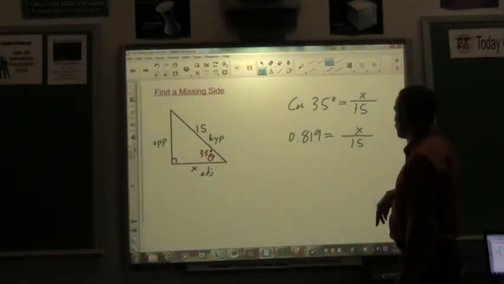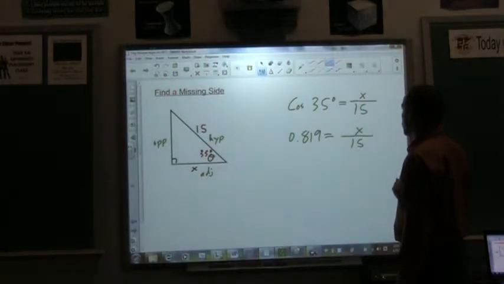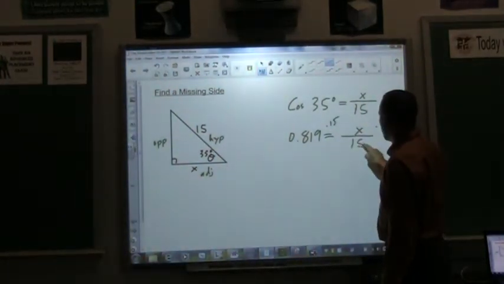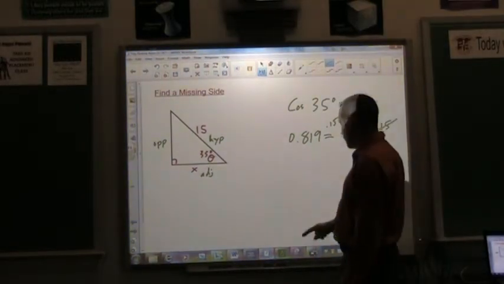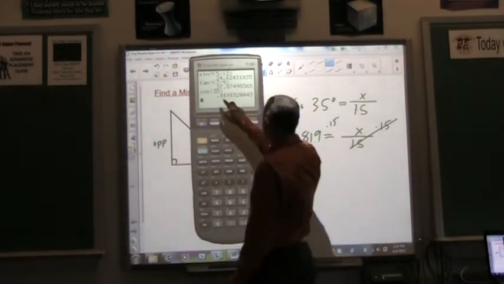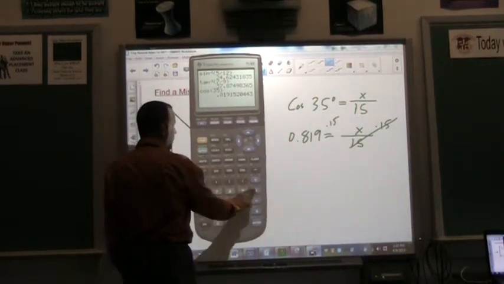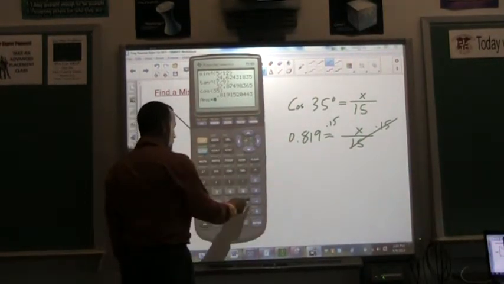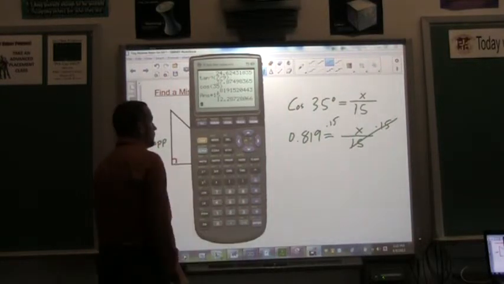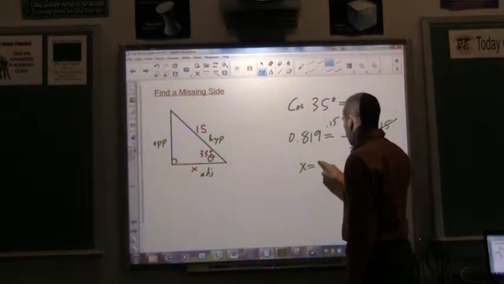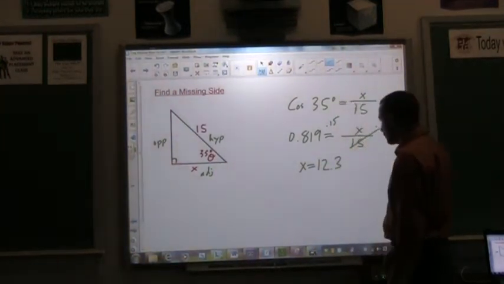My x right now is divided by 15. I need it all by itself, so the opposite operation would be to multiply by 15 on both sides. That'll get rid of it on that side. Nice thing about these calculators, instead of retyping that and multiplying it by 15, I can just go times, and it takes that answer, and multiply it by 15, enter, and I get 12.3. Okay, so x is equal to 12.3.